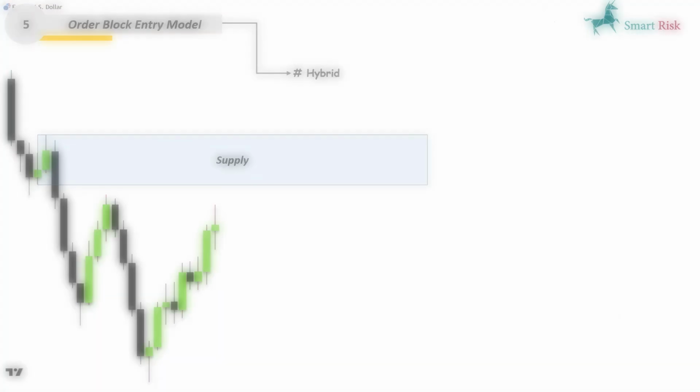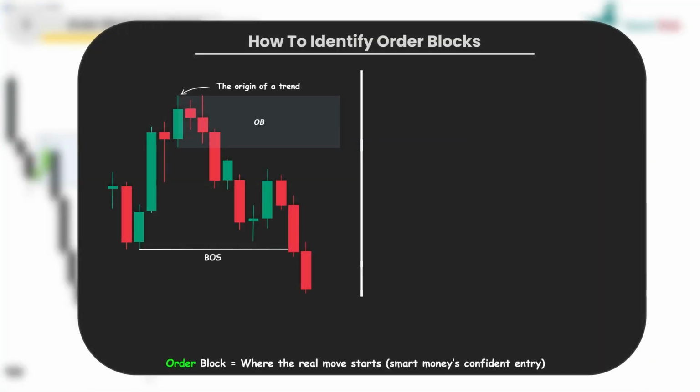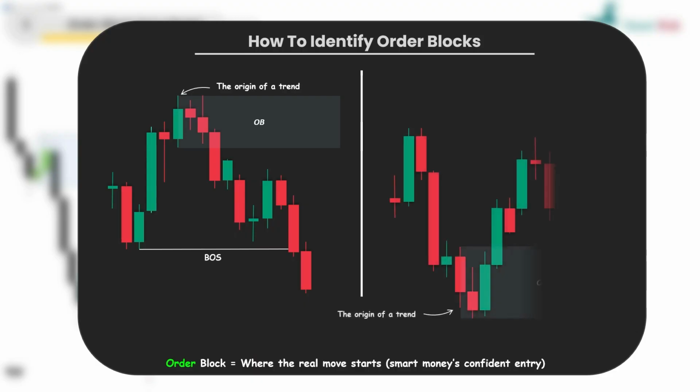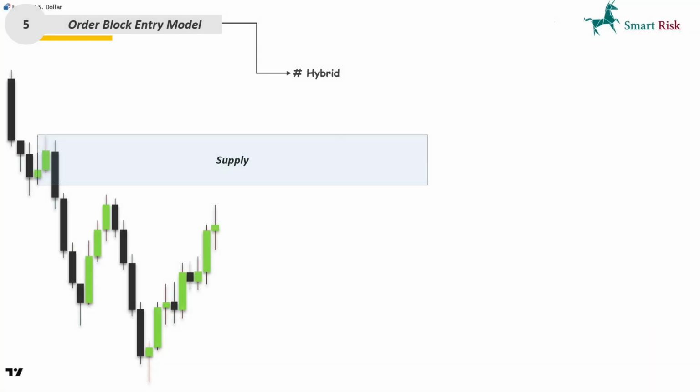In a bearish scenario, the bearish order block is the last up-close candle, or series of up-close candles, formed right before a strong bearish move that causes a break of structure. On the other hand, a bullish order block is the last down-close candle, or a series of down-close candles, formed just before a strong bullish move that leads to a break of structure. I personally use order blocks mainly on higher time frames, like the 15-minute chart or higher. I don't prefer using them for entries on very low time frames, such as the 5-minute or 1-minute.